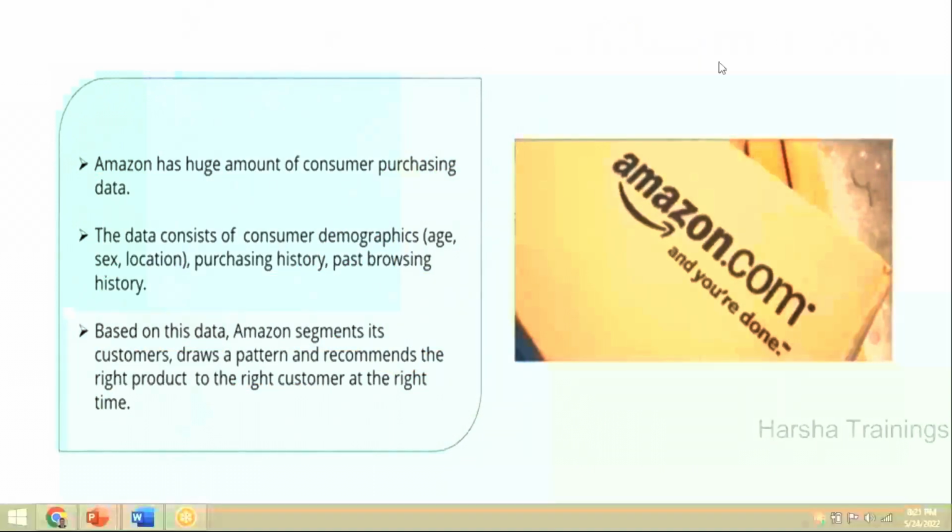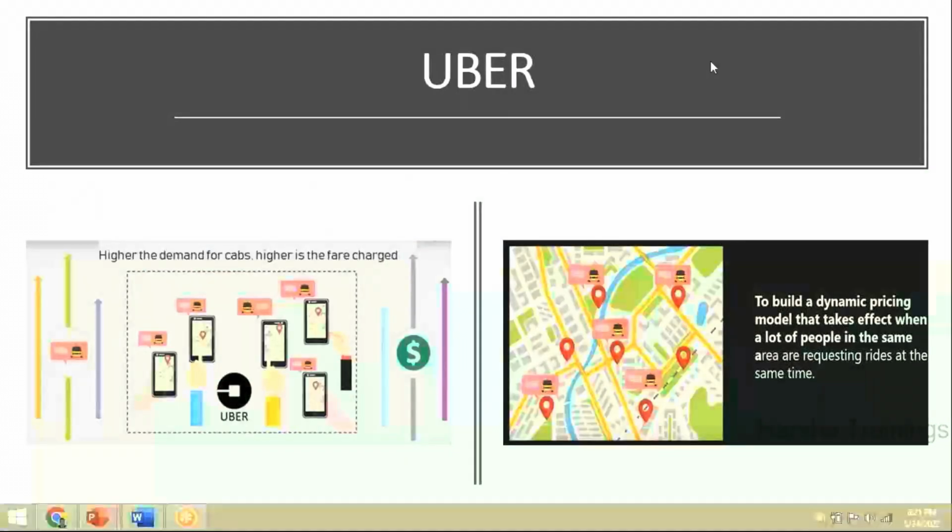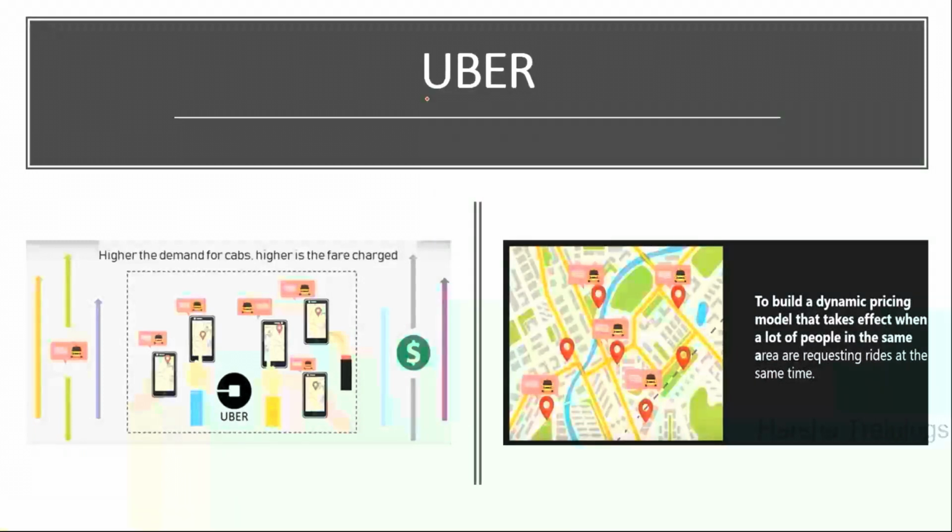Yes. Clear? Now let me go for another case study, which we use regularly in Hyderabad. Let me take one case study called the Uber case study. Actually, the Uber company doesn't have any drivers. Uber has no cars. Still, it is making crores of rupees. How? Because it has a software called a dynamic pricing model.